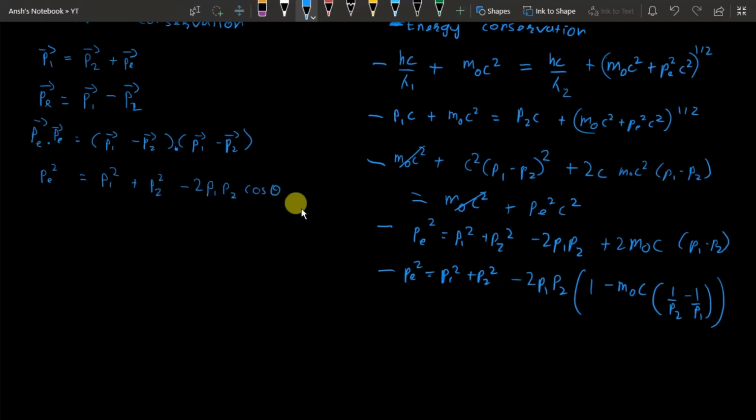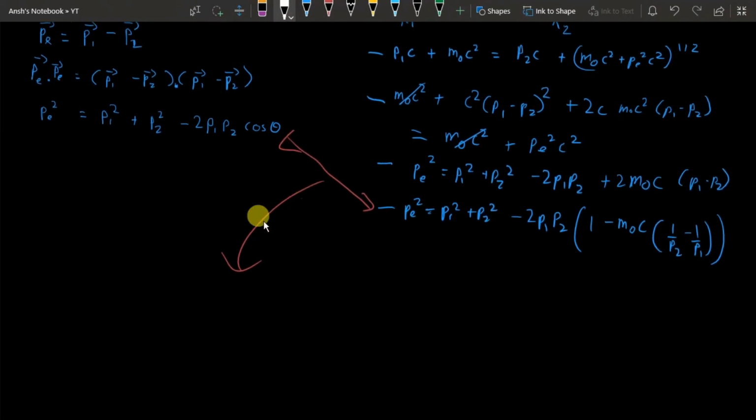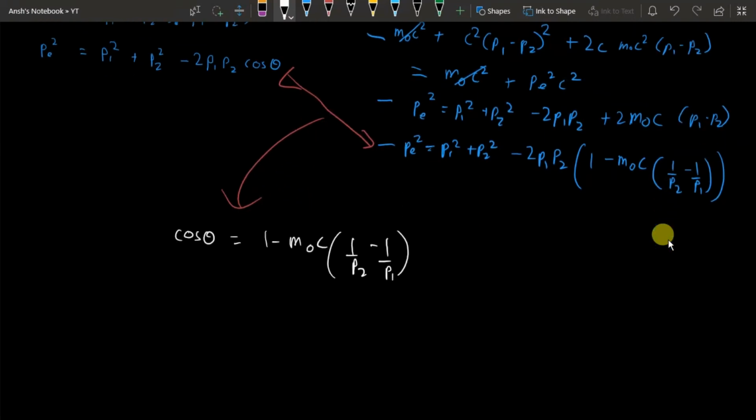Now the time has come to compare these two equations. We are comparing the momentum conservation and the energy conservation system, and from this we'll simply compare the value of cos theta with what we have inside the bracket here. So this can be simply written as cos theta is equal to 1 minus m naught c times (1 over p2 minus 1 over p1). Now we'll rearrange this, and write m naught c times (1 over p2 minus 1 over p1) is equal to 1 minus cos theta.